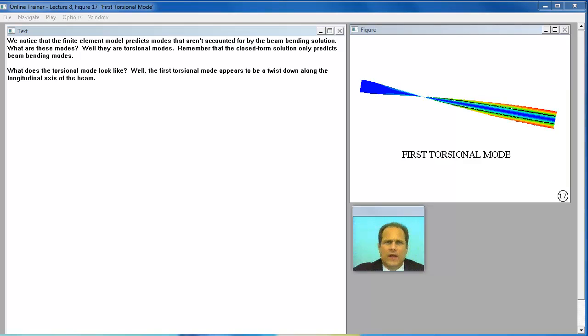We notice that the finite element model predicts modes that aren't accounted for by the beam bending solution. What are these modes? Well, they're torsional modes. Remember that the closed form solution only predicts beam bending modes. What does the torsional mode look like? Well, the first torsional mode appears to be a twist down the longitudinal axis of the beam.